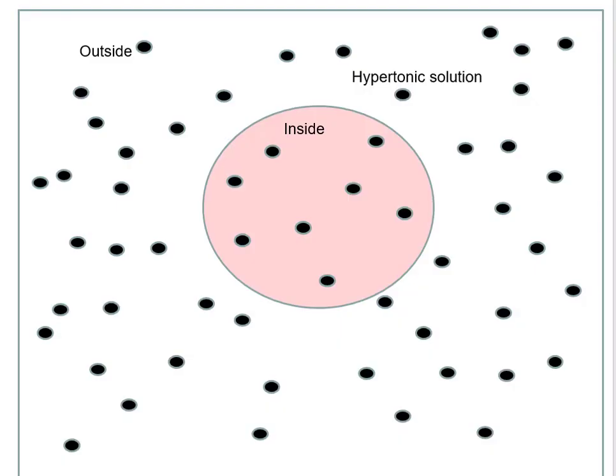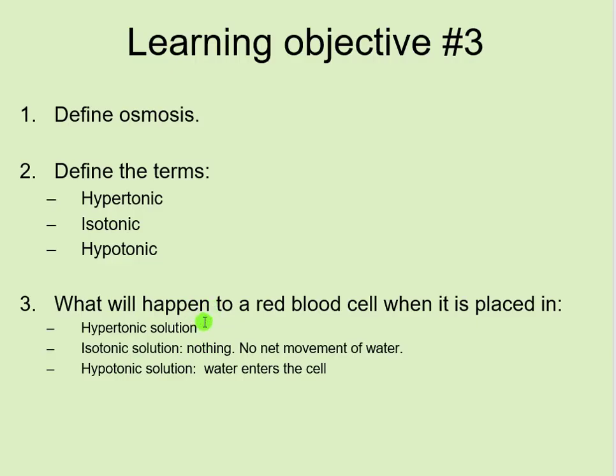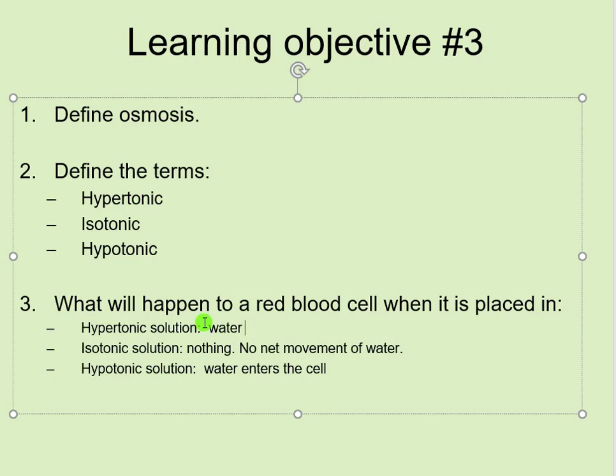Lastly, in a hypertonic solution, which way does water move? Well, water goes from areas of low to high solute concentration. In this case, water will exit the cell. You see that right over here. Water will exit the cell, and that essentially dehydrates the cell. So what we're going to say in a hypertonic solution, water exits the cell.